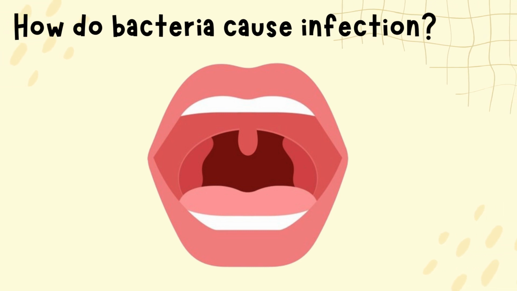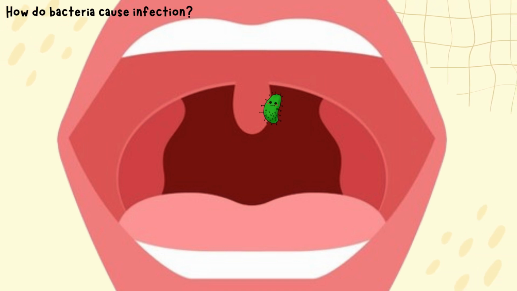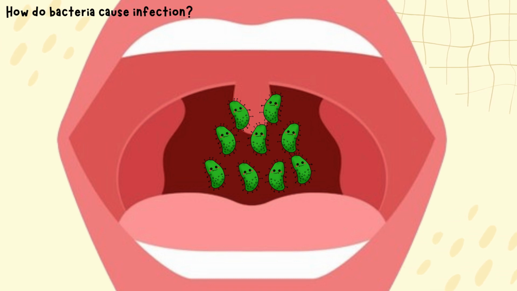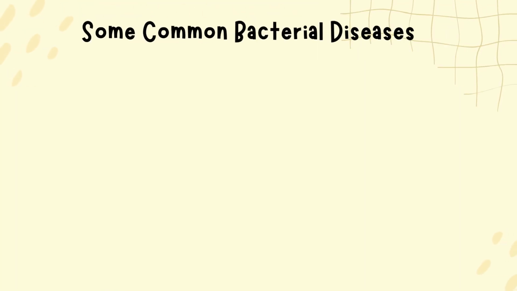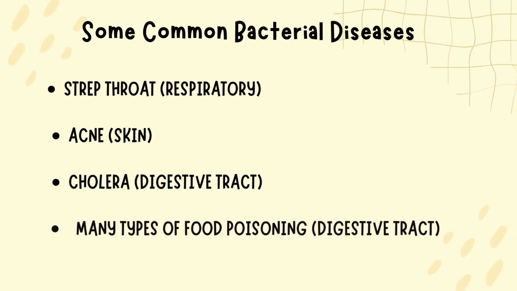So how do they cause the disease? Some bacteria multiply quickly at the site of infection, then they might spread to other parts of the body. Other bacteria secrete a toxin which causes harm. Some common bacterial diseases are strep throat, acne, cholera, and many types of food poisoning.